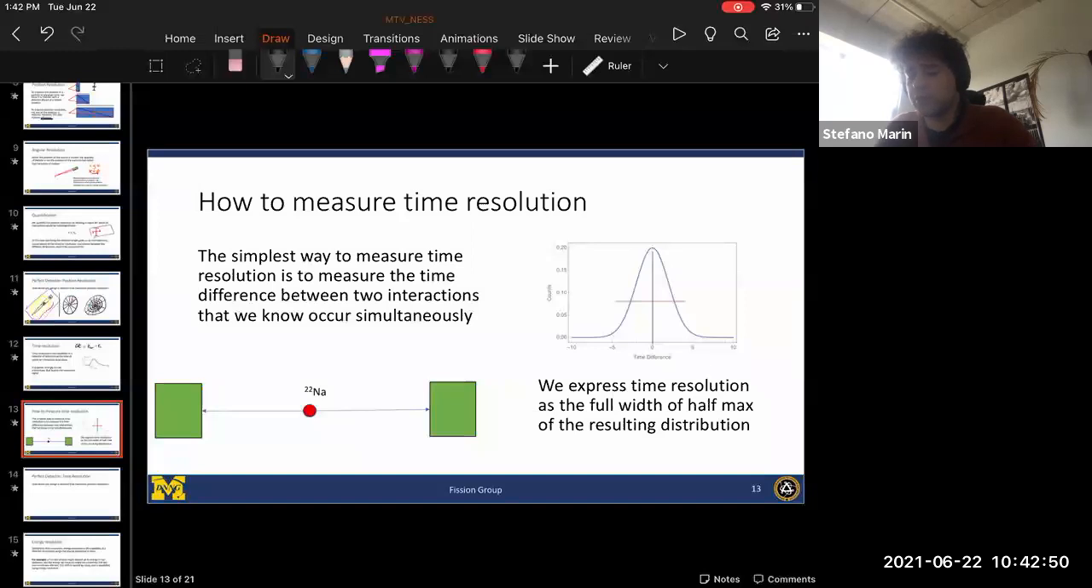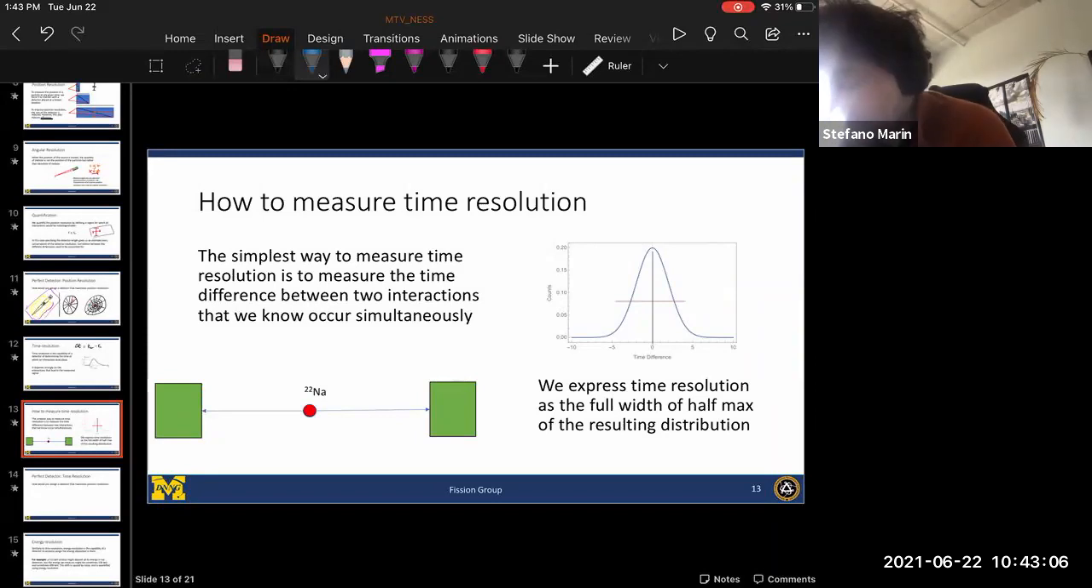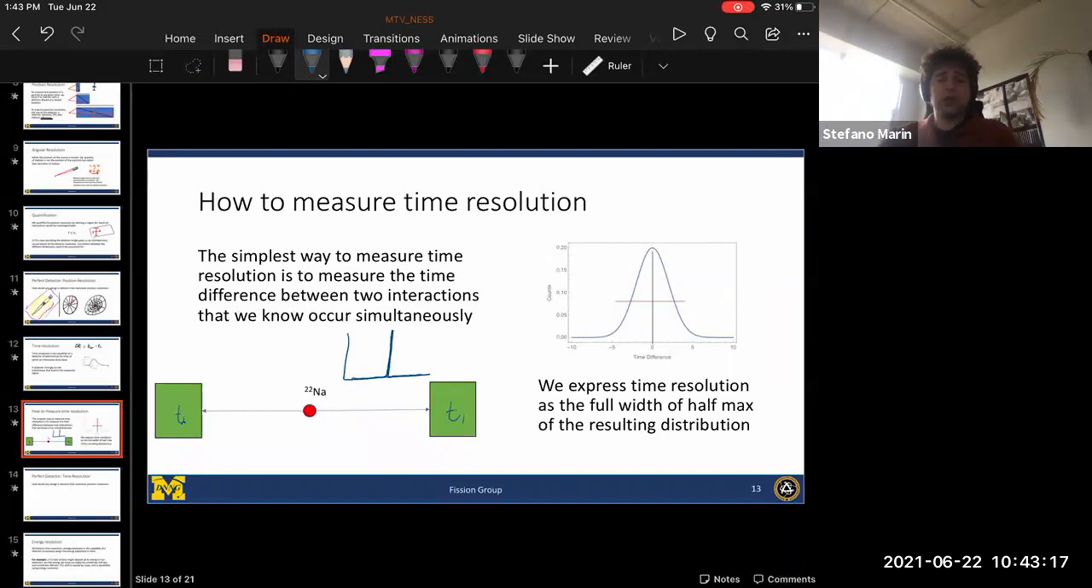So if I want to measure the time resolution of these two detectors, all I need to do is, knowing that the two gamma rays are going to interact with my detectors at the same time, see what my measurement tells us. Now, in an ideal world, the measurement of the delta T between T1 and T0 would be a straight line at 0. Whenever I measure particle 1, I should have also measured particle 0 at the same time.